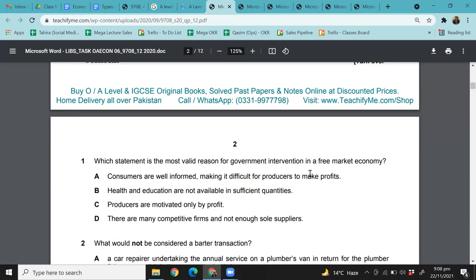Now here's the first question, students. Which statement is the most valid reason for government intervention in the free market? Okay, let's read all the options, right? Consumers are well informed, making it difficult for producers to make profit. Health and education are not available in sufficient quantities. Producers are motivated only by profit. There are many competitive firms and not enough sole suppliers, right?